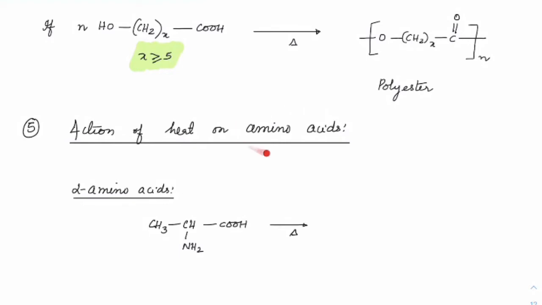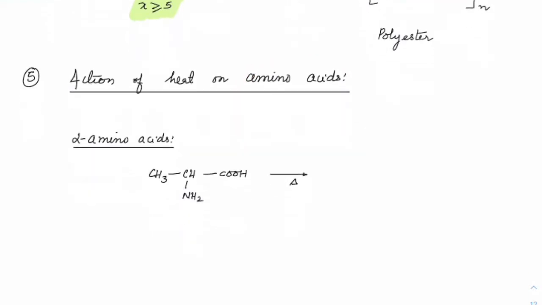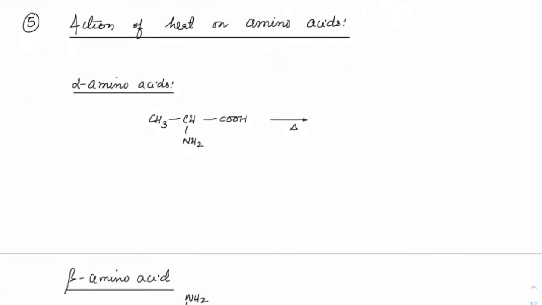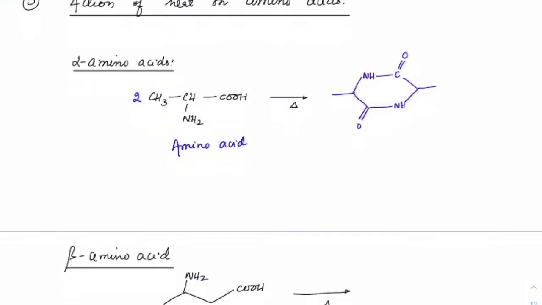Now see the same logic for amino acids. If we have to heat amino acids, what is the product you will get? Apply the same logic the way we have done just now. If you take amino acids at the alpha position, we will take 2 moles of that and cyclize it to form cyclic amides. So NH, C double bond O, C double bond O, NH, and this. This is the cyclization. This is with alpha amino acids.